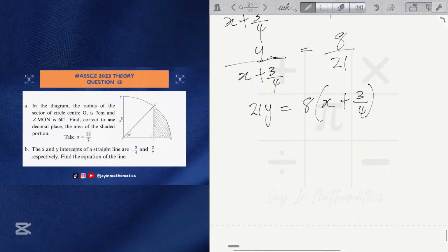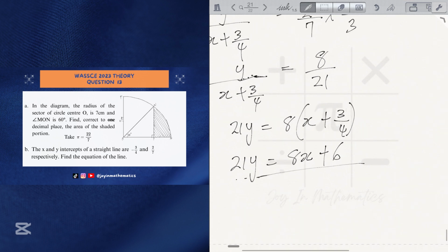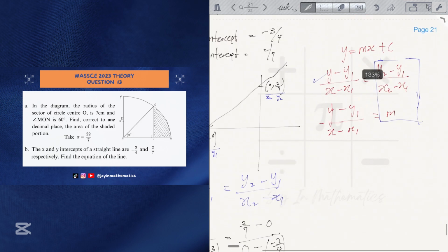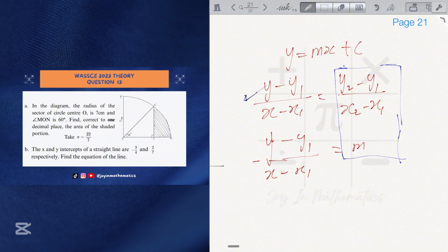And we'll have our final answer to give us 21y is equals to 8x. And 8 multiplied by 3 over 4 would give us 6, because 4 will divide 8 by 2, and we'll multiply the remainder by 3, and we'll be left with 6. So this will be the equation of the line, 21y is equals to 8x plus 6. So you can see application of equation of the line when given 2 points. This is 2 points and this is just 1 point.